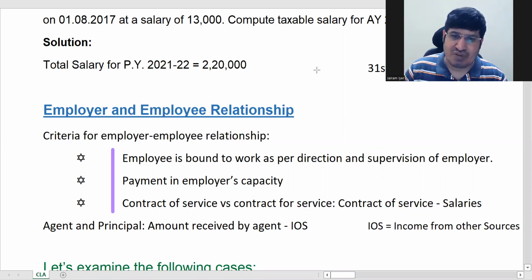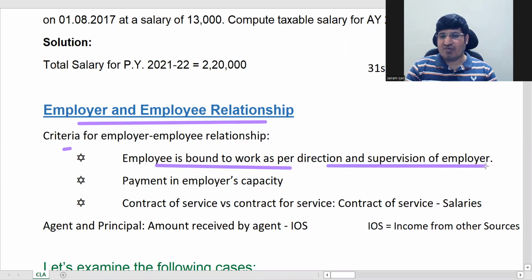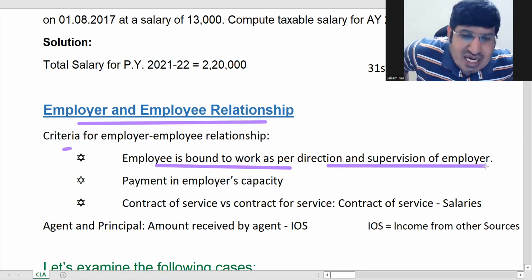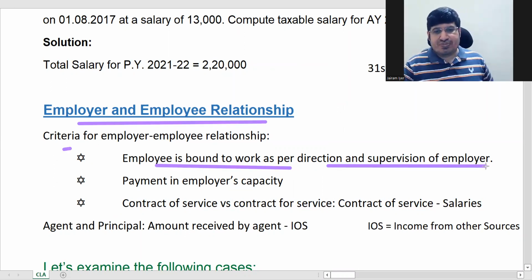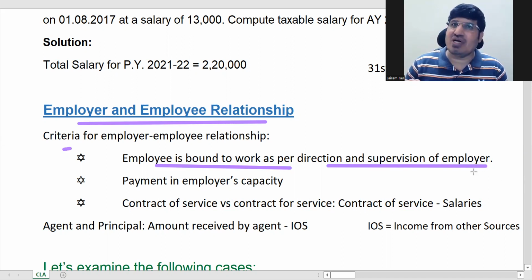ठीक है, यहाँ पे 3 क्राइटेरिया हमने देखे. पहला, एम्प्लॉयर एंड एम्प्लॉय रिलेशनशिप के लिए, ये रिलेशनशिप नहीं रहा तो अमाउंट जो है सैलरीज में टैक्सेबल नहीं होता. इसके लिए 3 क्राइटेरिया है. One is employee is bound to work as per direction and supervision of employer. तो जब हम सेल्फ एम्प्लॉय होते हैं तो एम्प्लॉयर जैसा बोलता है वैसे ही करना पड़ता है काम, करेक्ट? तो वही अगर आप किसी सीए के पास जाते हैं, वो आप जैसे बोल रहे हैं वैसा थोड़ी कैलकुलेट करेगा, वो अपने हिसाब से करेगा कैलकुलेट जैसा करना है, राइट?